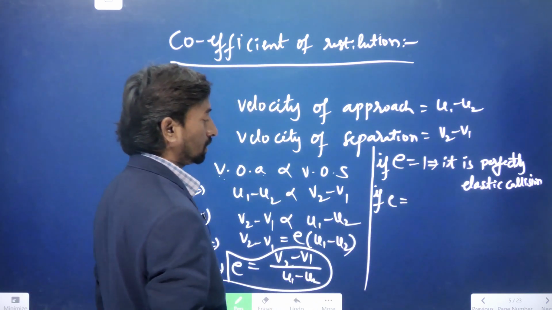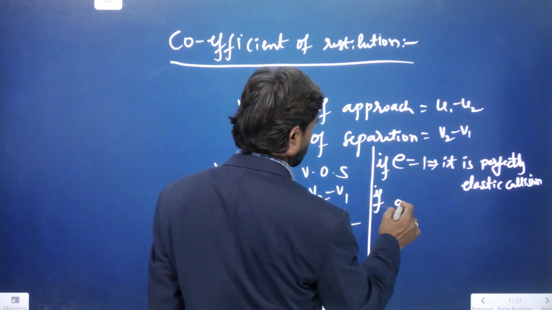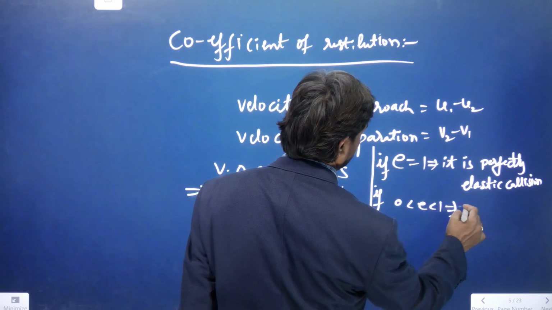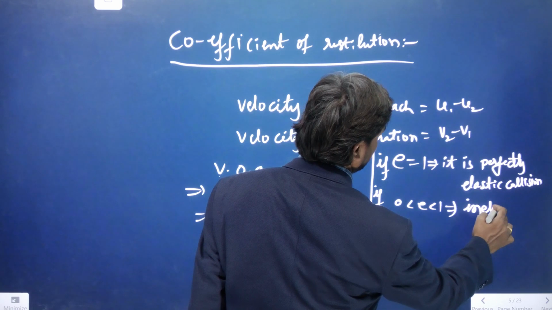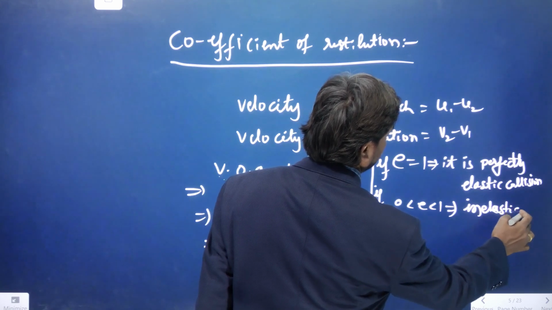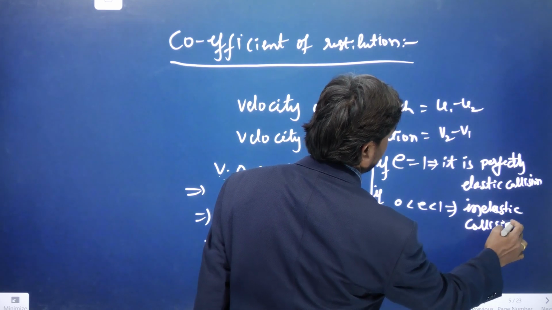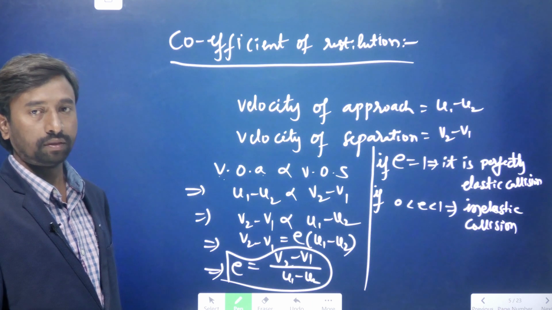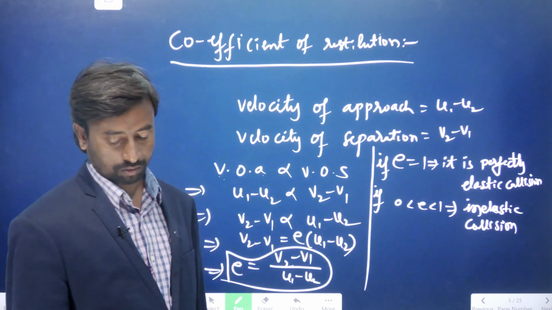Now if E is in between 0 and 1, then we can say it is an inelastic collision. By using this coefficient of restitution, we can say whether the collision is elastic or inelastic.